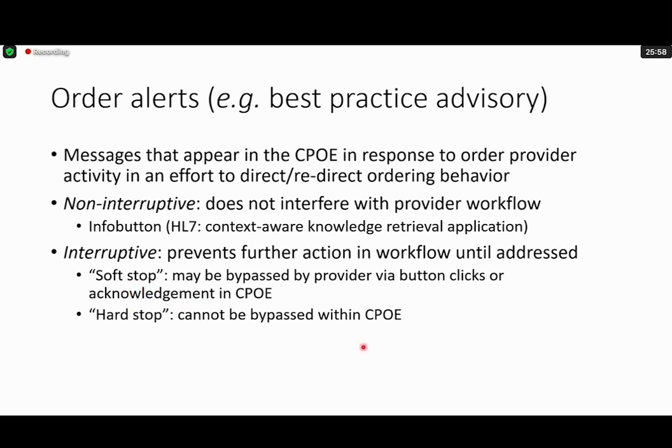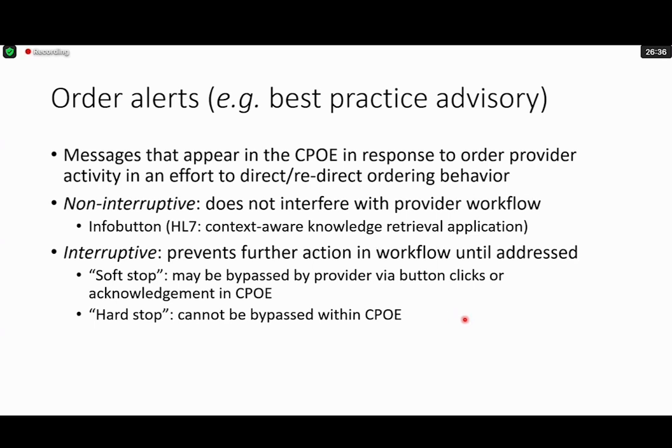So a soft stop is an interruptive alert that can be bypassed by the provider if they do something, which could be clicking a button, acknowledging that the message was received, whether they listen to it or not, but they can proceed within their current channel. So if they're in the order, they ordered a test and you get a pop-up that says, maybe don't order this, the provider can say, thanks, but I'm not going to listen. I'm going to order it anyway. A soft stop will allow you to do that without any other problem other than clicking on that window.